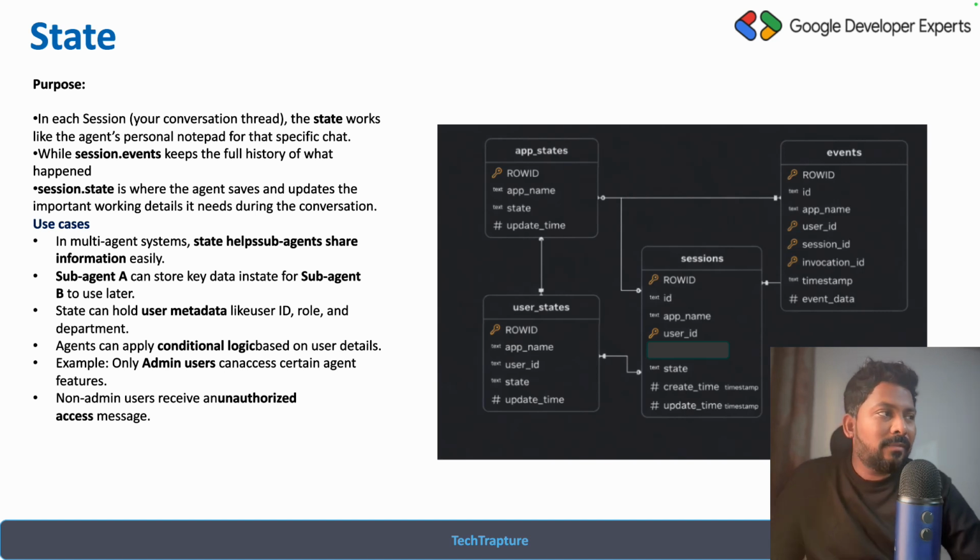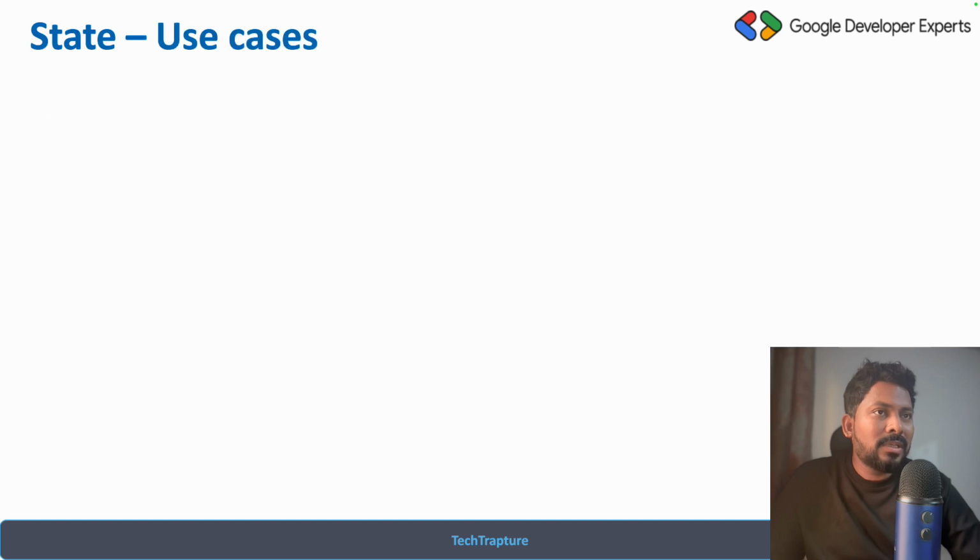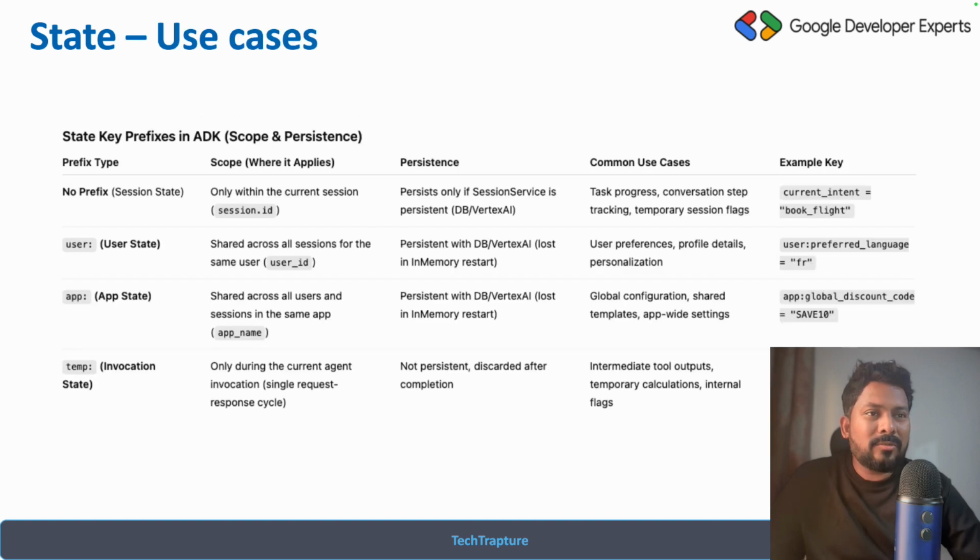Now let's see the different types of states and their use cases. Okay, so there are different types of state. One is session state, then user state, app state, and then the temporary state. I tried to put it in a table so it is easier to understand where we can use the session state, and what the scope of a session state is.